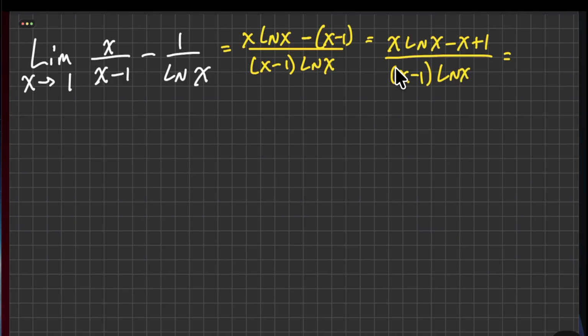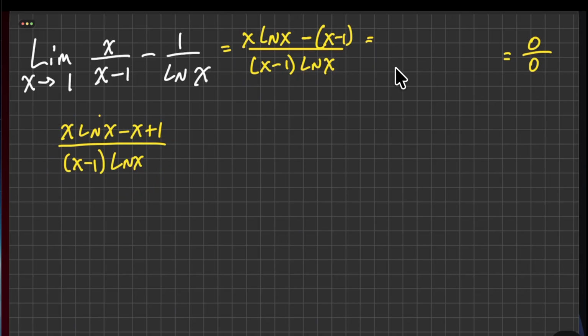So this is going to go to 0, and then we're going to insert the 1 for x. Minus 1 plus 1 is 0. 0 over 0, that is indeed L'Hopital's friendly. So we're going to go ahead and take the derivative of the top and the bottom.